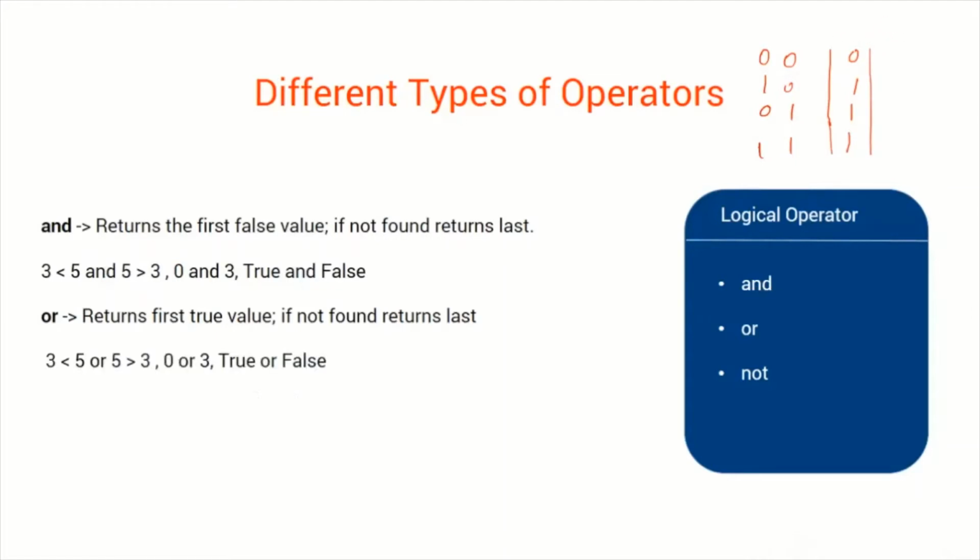Some examples of the OR operator: we can check whether 3 is less than 5 or 5 is greater than 3. We can also do something like 0 or 3, or we can do something like true or false.